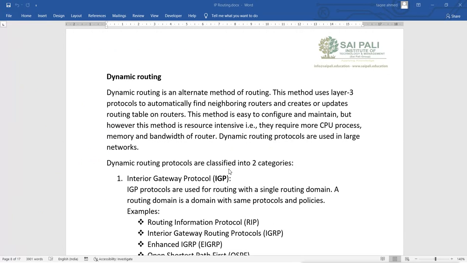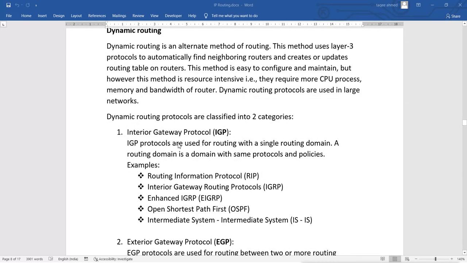So static routing is difficult, then dynamic routing configuration is easy. Now dynamic routing protocols are classified into two categories. The first category is called interior gateway protocols, we can say IGP. These interior gateway protocols are used for routing within a single routing domain.